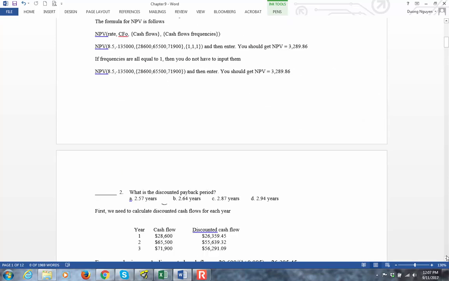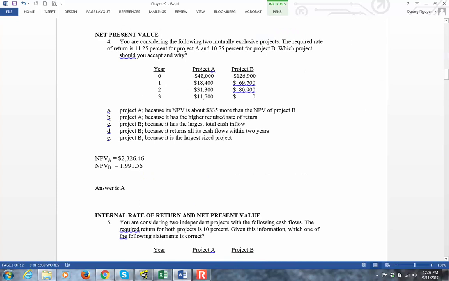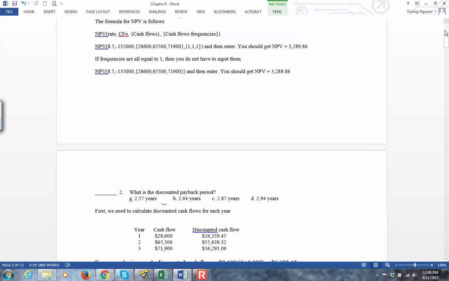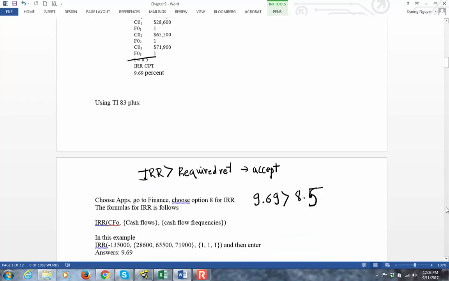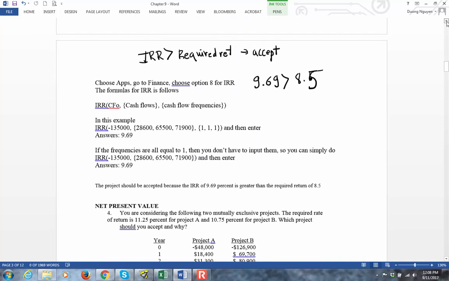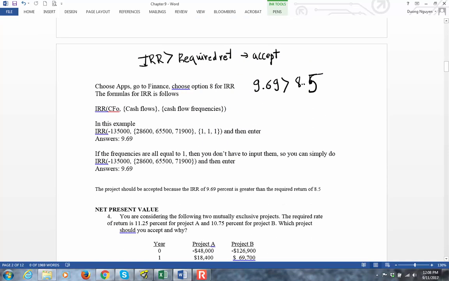So obviously the return for this project is 9.69, which is an IRR greater than the 8.5 required return of the project. So obviously the project is making money. The return is 9.69, but the required return or the interest rate or the cost of capital is only 8.5%. So the project is good. Accept the project.